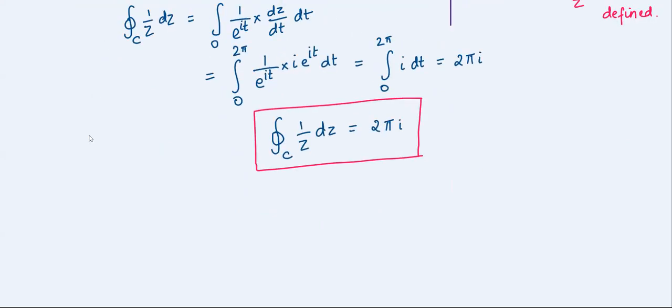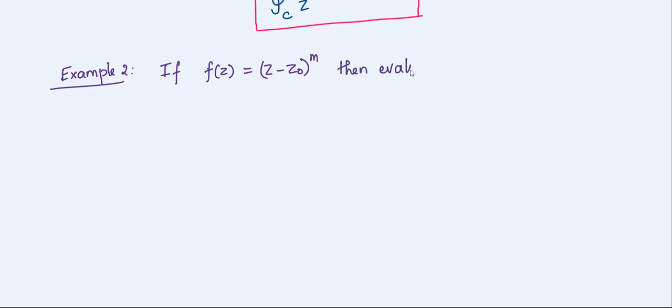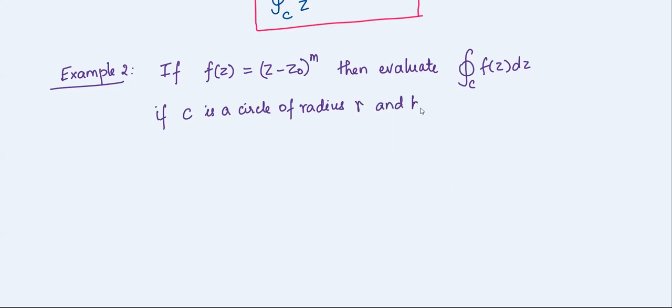Next example. Example 2. Now if f of z is (z minus z naught) whole power m, then evaluate the integral of f of z dz if C is a circle of radius r and having center at z naught.